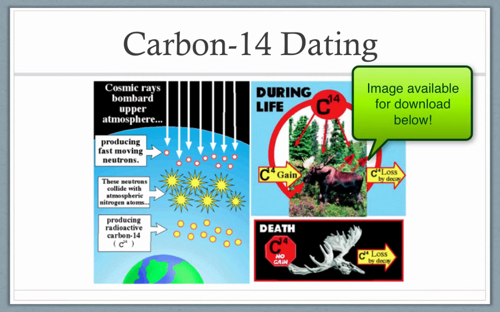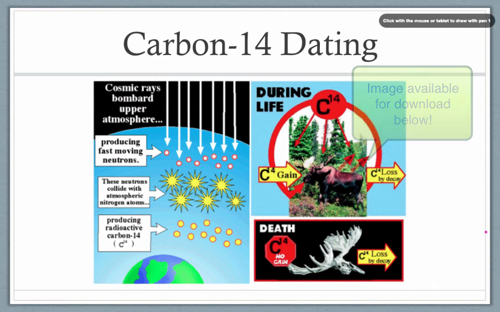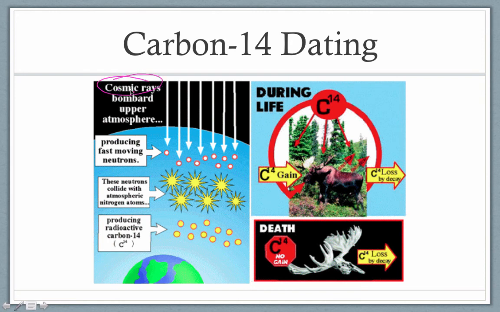On the left side of the picture here, we have a diagram depicting where carbon-14 actually comes from. Cosmic rays from outer space bombard our upper atmosphere. It creates high-energy neutrons that crash into nitrogen atoms. And ultimately, the real important part here is that this whole process creates radioactive carbon-14. The assumption here is that we have a constant supply of this carbon-14 coming into our atmosphere.